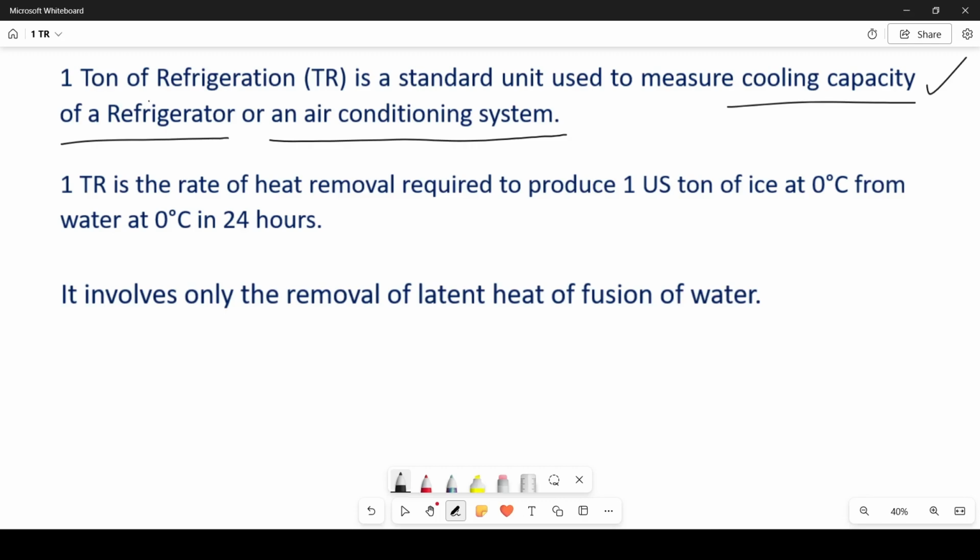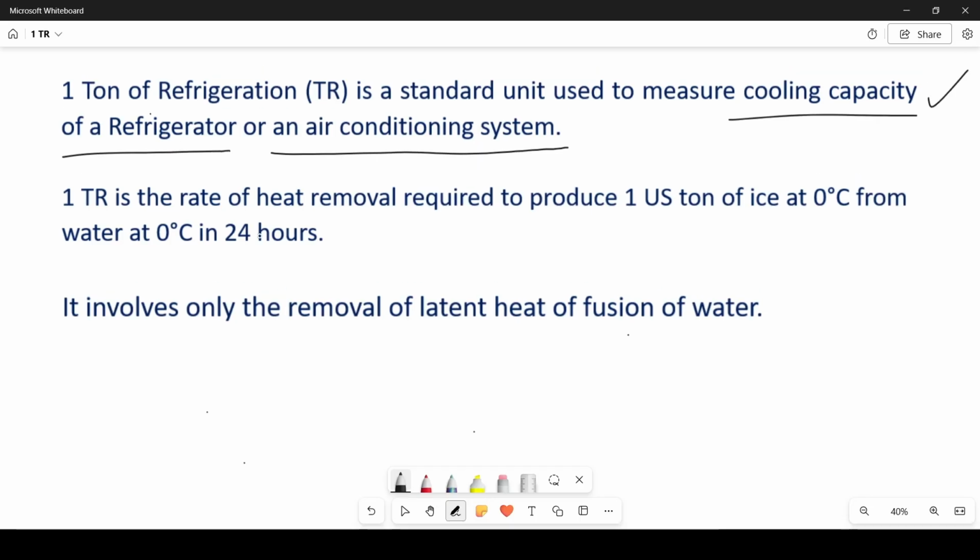For a refrigerator, it can be heat removal from a food compartment or freezer. For an air conditioning system, it can be heat removal from a room or multiple rooms. Okay, so what is the definition of 1 ton of refrigeration? The 1 ton of refrigeration is the rate of heat removal required to produce 1 US ton of ice at 0 degrees Celsius from water at 0 degrees Celsius in 24 hours.